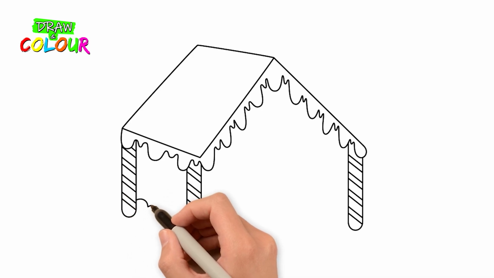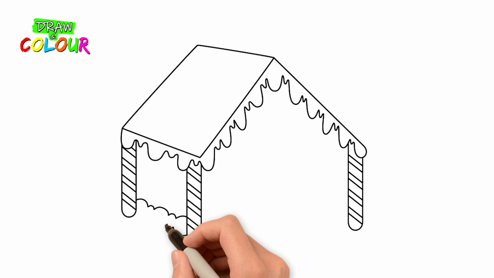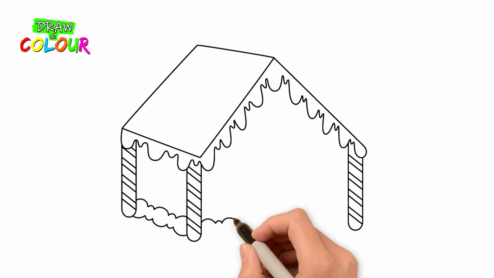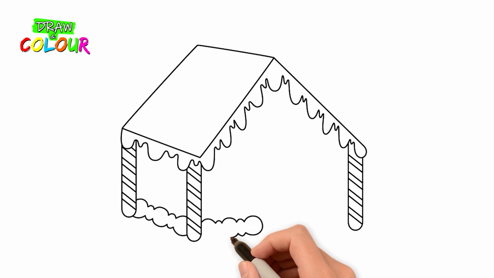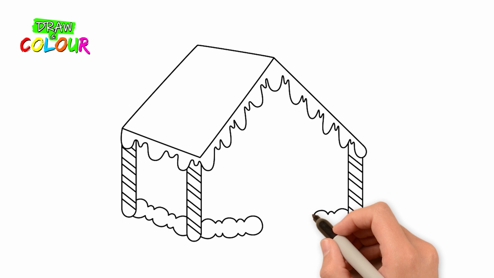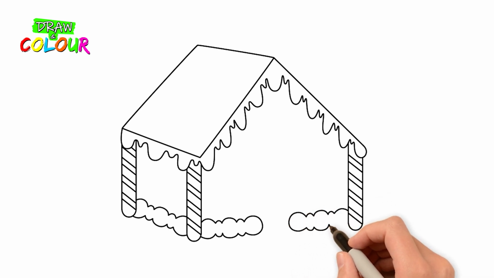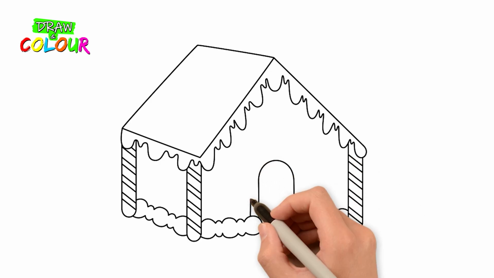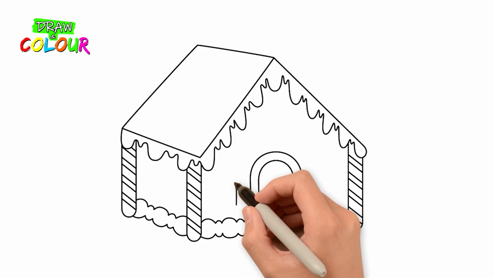Draw the snow at the base of the house with lots of curved lines of different sizes, like I do. Draw the door with a vertical line, a semicircle, a vertical line. Draw the edge following the drawn shape, then draw a diagonal line for the base of the door.